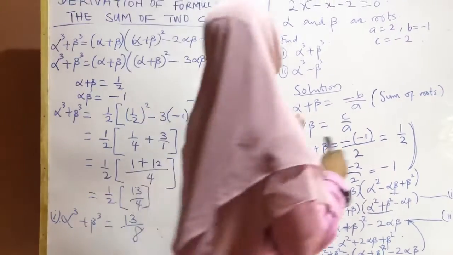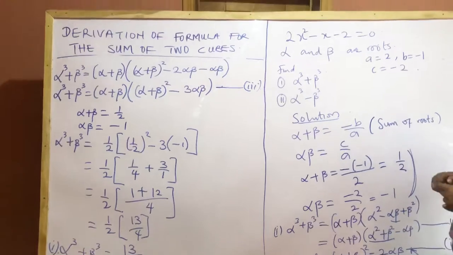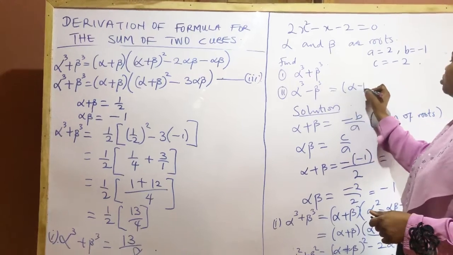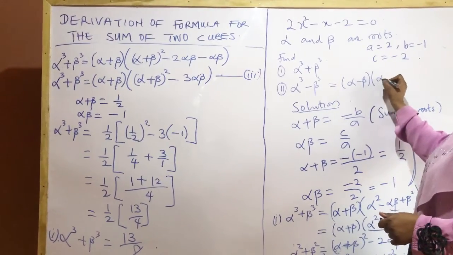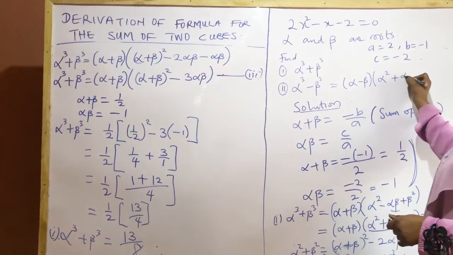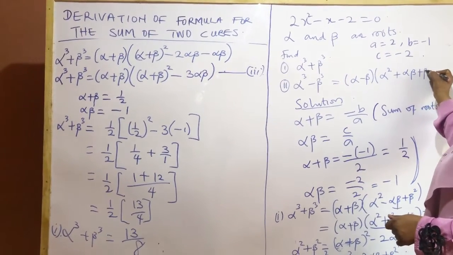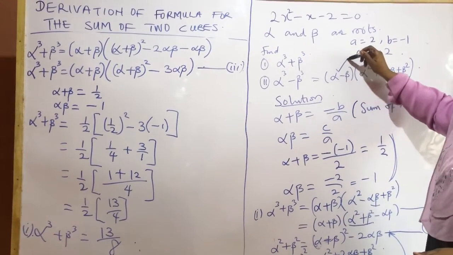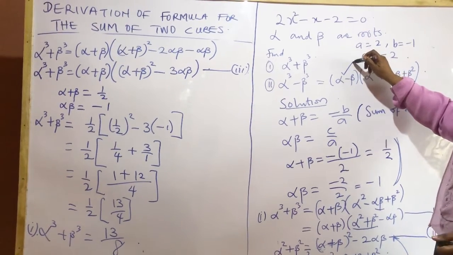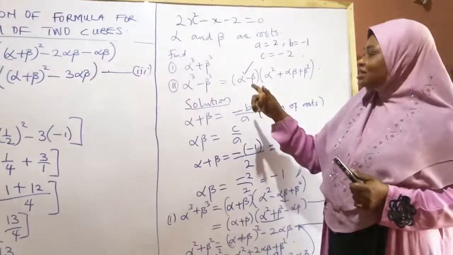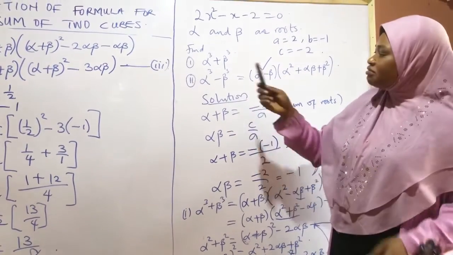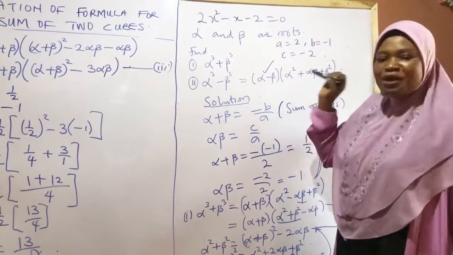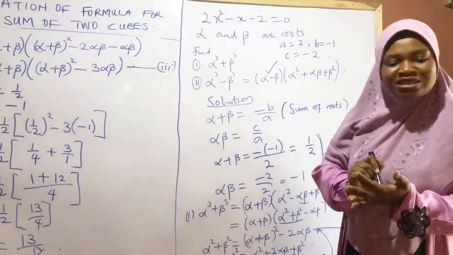To find the difference of two cubes, the formula for the difference of two cubes is alpha minus beta into brackets alpha squared plus alpha beta plus beta squared. You can do that one, but you need to find the difference of the two roots. So in the next class, we'll continue from there. Then I'll show you how to derive the formula for the difference of two cubes and how you are going to go about the difference of roots of a quadratic equation.